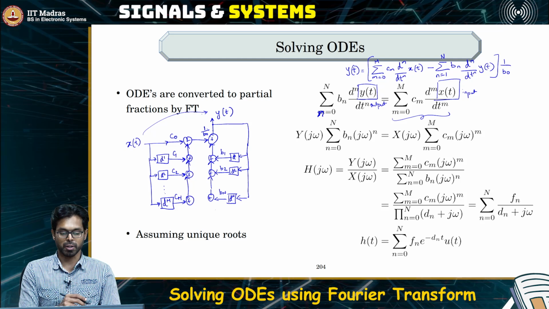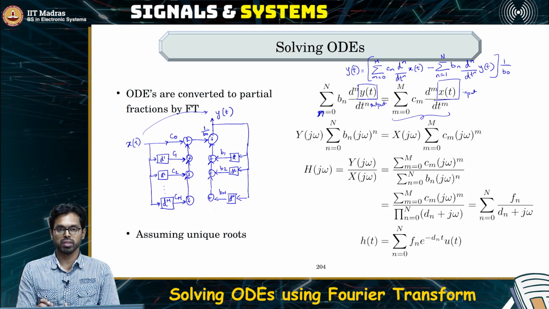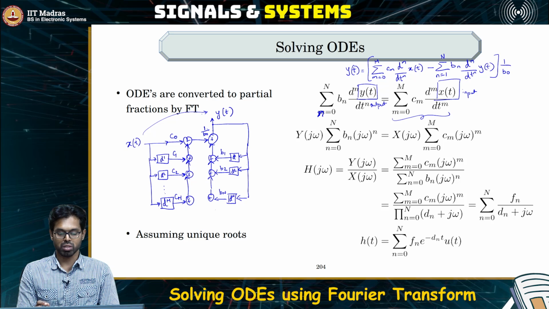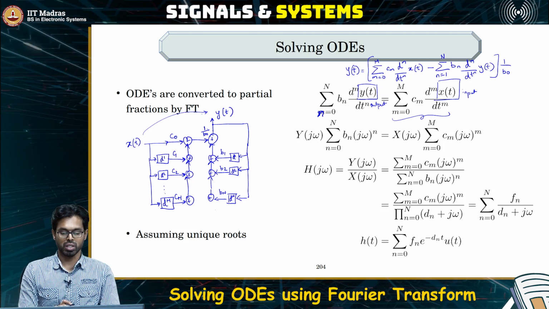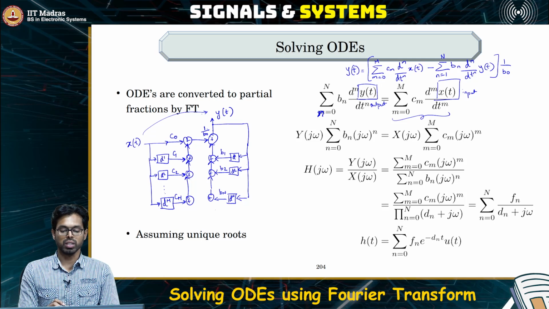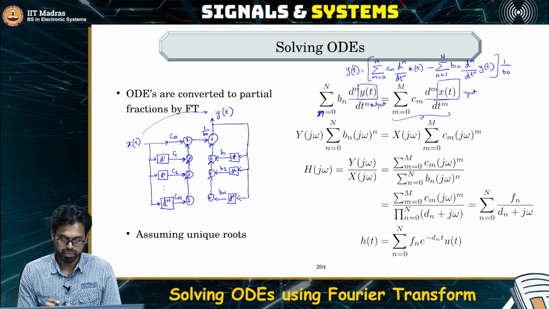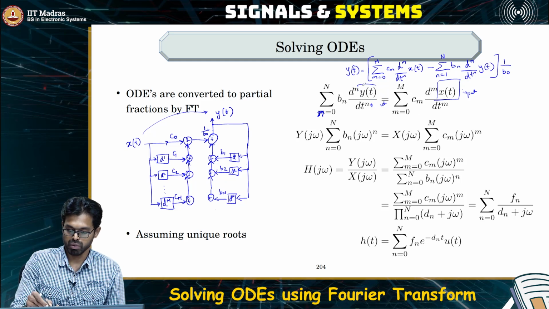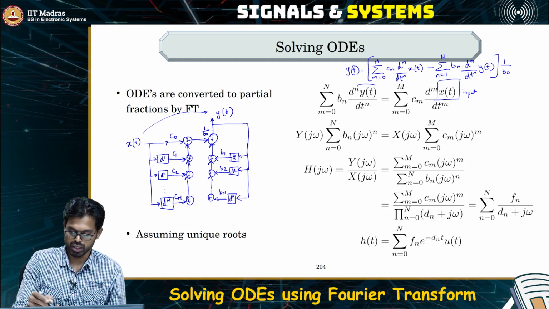Because it's an LTI system, we can characterize the properties of the system completely just by knowing its impulse response or its frequency response. So we'll now see how to find out the impulse response or the frequency response given any system like this. All we have now is the equation which looks like this.